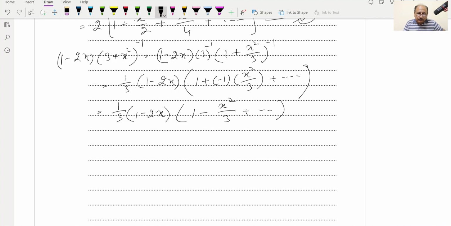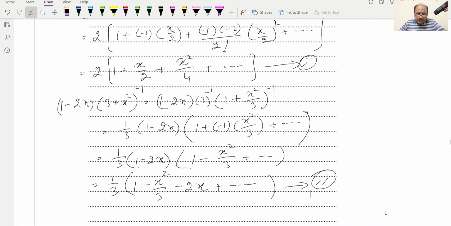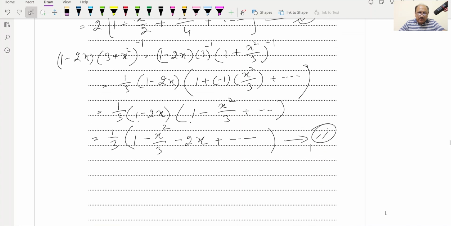Now we require terms up to x squared, so we rewrite it as 1 by 3, and 1 multiplied by 1 will be 1, and 1 multiplied by minus x squared over 3 gives minus x squared over 3. Then minus 2x multiplied by 1 gives minus 2x. If we multiply minus 2x with x squared, we get x cube, but we are not taking those terms, so we ignore them, and so on. This will be equation 2. So from these two equations, 1 and 2, we can write the binomial expansion.